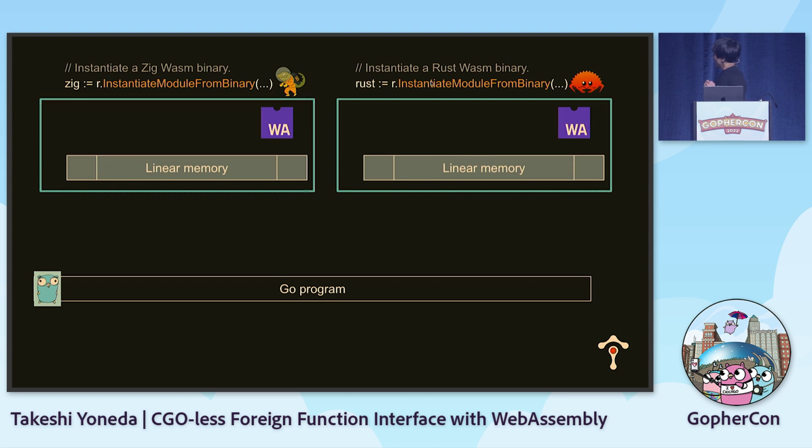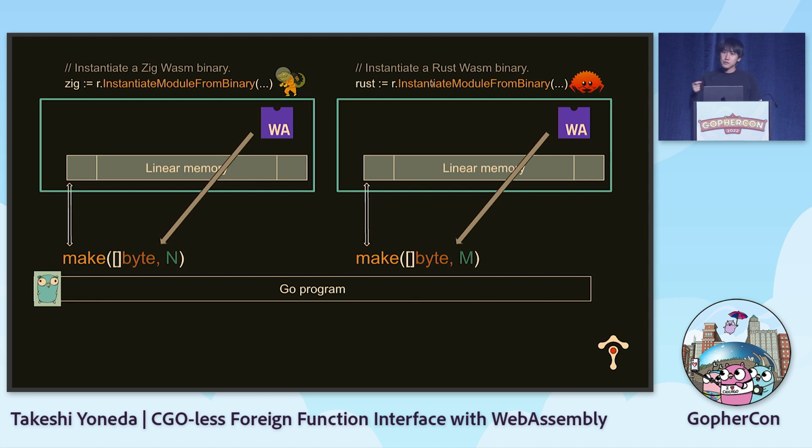So now we have a Go program which is using wazero, and we are trying to run a Zig virtual machine and a Rust virtual machine inside your Go application. And each virtual machine will have some linear memory, or virtual memory, which can be accessed by your Wasm binary. And that linear memory is implemented by a simple byte slice in Go. So in other words, from the WebAssembly point of view, every single memory access to the linear memory will be translated or interpreted as an access to the byte slice. So it's a very simple interpretation.